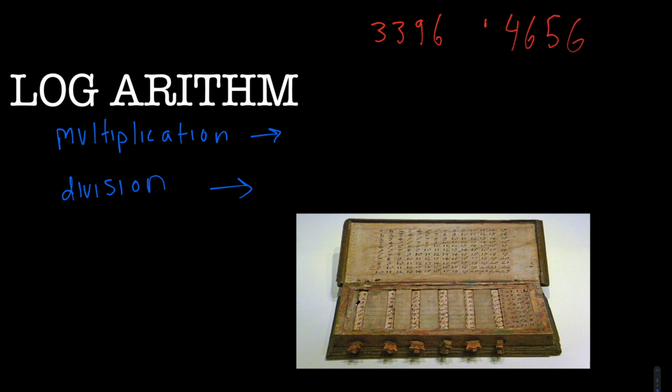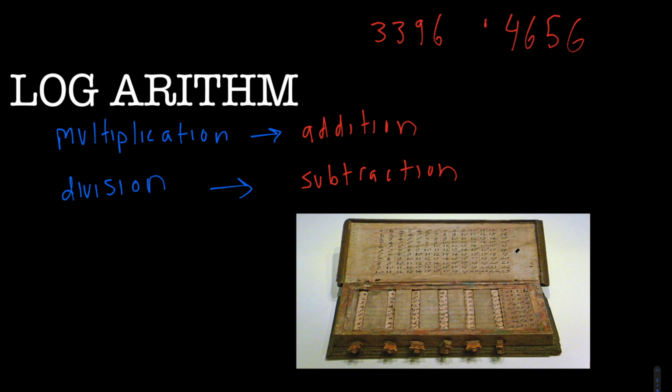But with log tables, they could simply look it up, and because logarithms essentially turn multiplication into addition and division into subtraction via our exponents, it's much easier to be able to add something than it is to be able to long multiply these numbers out. And you can look up which exponents to be able to add.